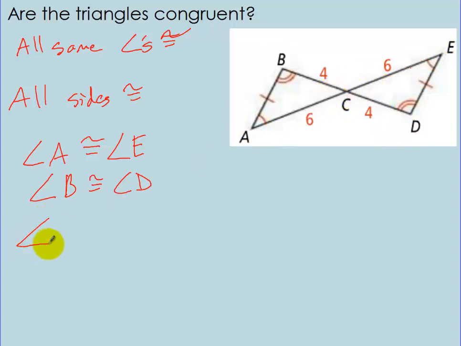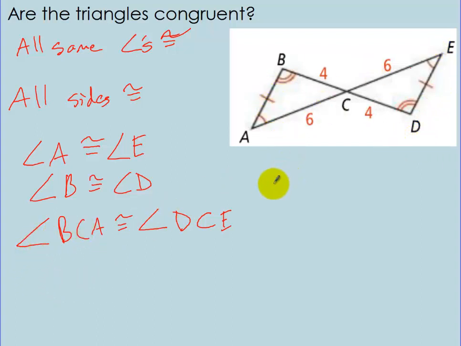So I can say, and you have to be very careful how you name these, the order matters here, because let's start with the double line. So BCA has to be congruent with angle DCE. It's got to match up. It's got to be the corresponding parts, because the B corresponds to D. If I said congruent to ECD, I wouldn't be correct. So there's my angles. Let's talk about sides.